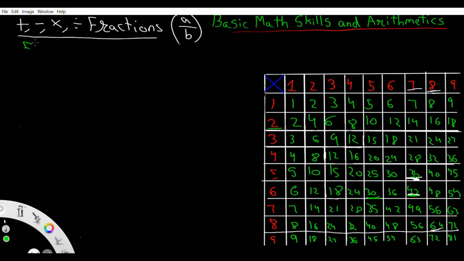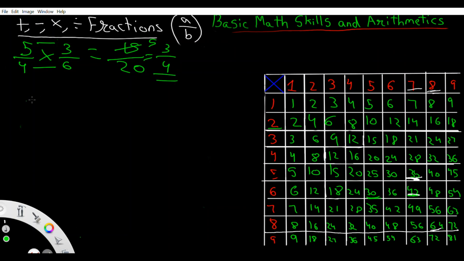If you want to multiply 5 over 4 times 3 over 6, what we simply do is multiply the numerators and the denominators. So this becomes 15 over 20. And 15 and 20 are multiples of 5. So 5 goes into 15 3 times, so this becomes 3, and 5 goes into 20 4 times, so this becomes 4.